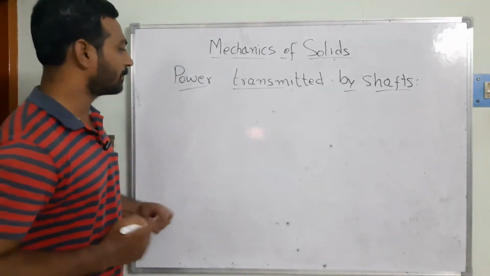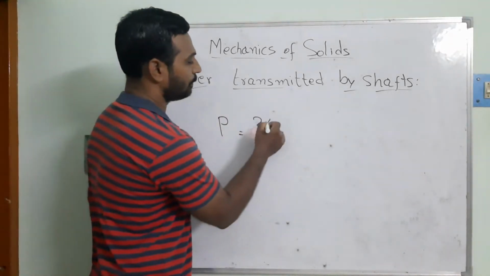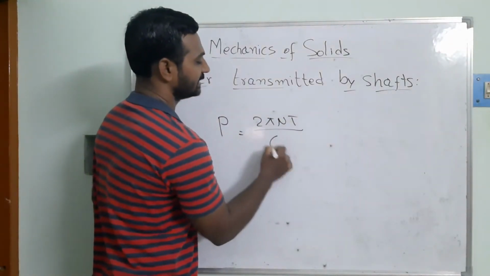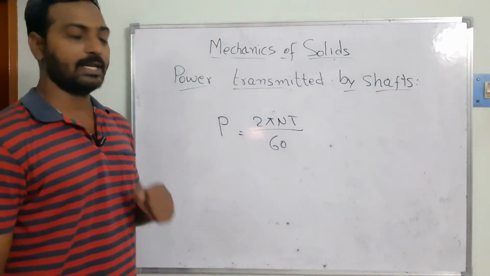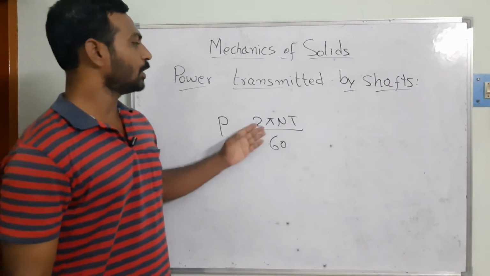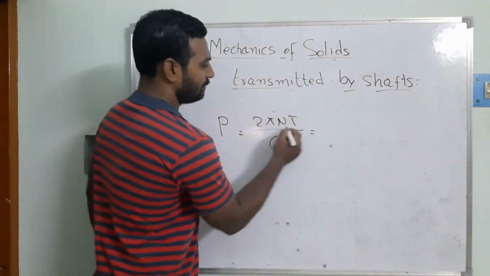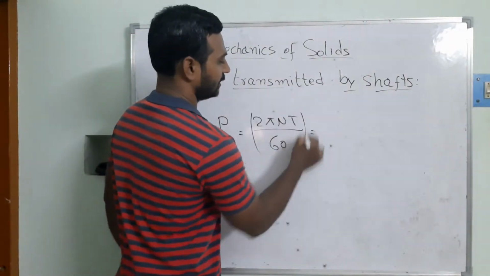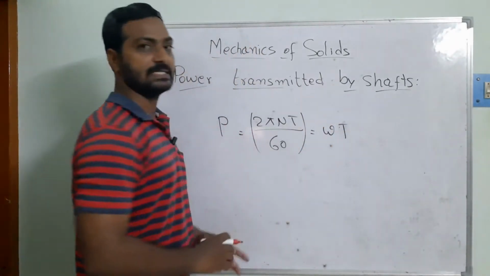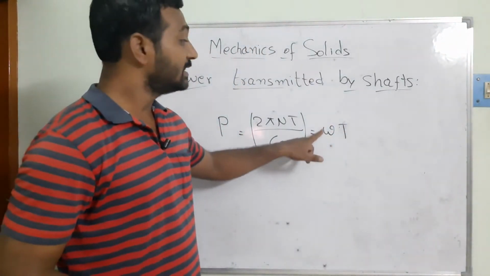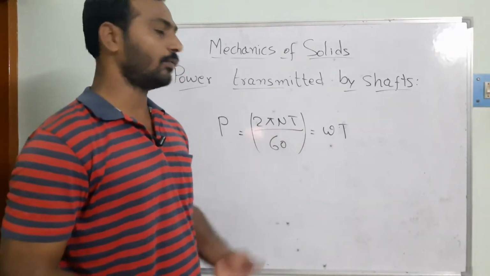As we know, the power P is equal to 2 pi n T by 60 we are going to be considering. So this is the derived equation I am going to be taking here directly, that is P is equal to 2 pi n T by 60. The same equation we are going to be writing in these terms, omega into T. Omega is nothing but your angular velocity and the T is going to be the torque.